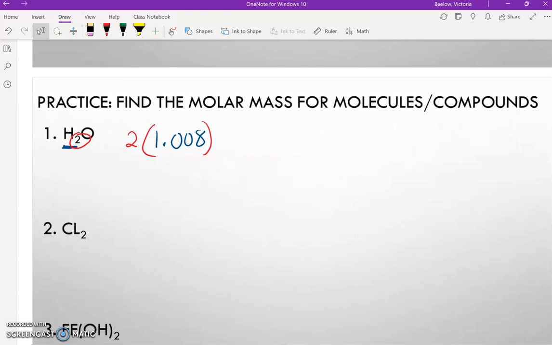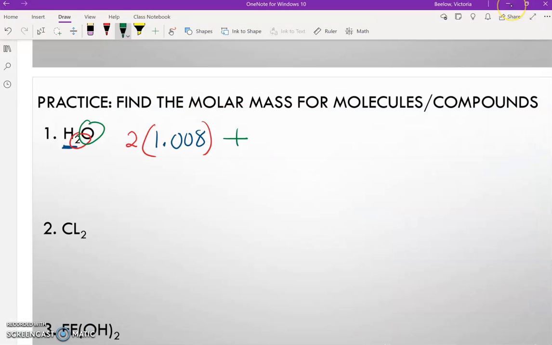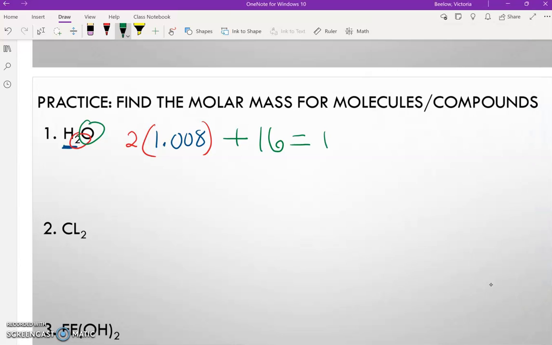But we also have oxygen. So what we're going to do is add the oxygen. In this situation, I just have one oxygen. Remember, oxygen, we're just going to say is 16, because I just have one oxygen. So I'm going to put that into my calculator. 1.008 times 2 plus 16, 18.016. And again, this is molar mass, so the units that you can use are grams per mole.